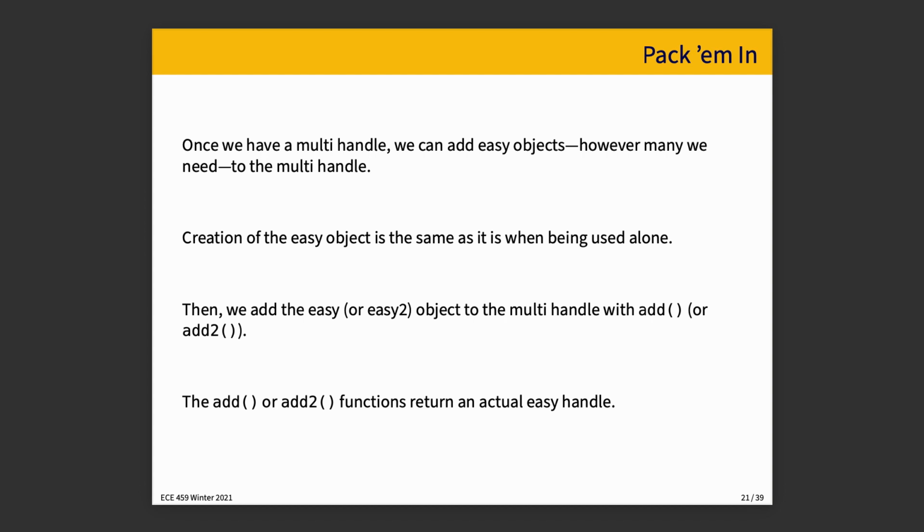So once we have a multi-handle, we can add the easy objects, however many we want or need, to the multi-handle, and creating an easy handle is the same as it was when it's being used alone. It's just we don't call perform on it. We put it in the multi-handle instead. And then we add the Easy or Easy2 object to the multi-handle with add or add2, and these functions return an actual easy handle if we need it.